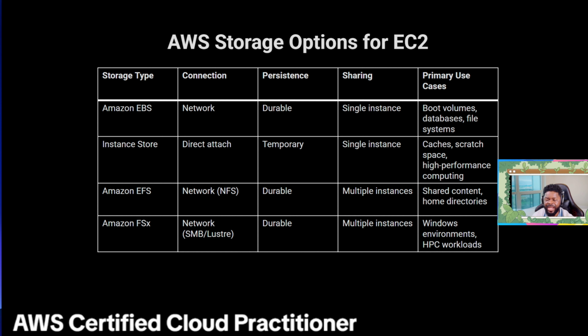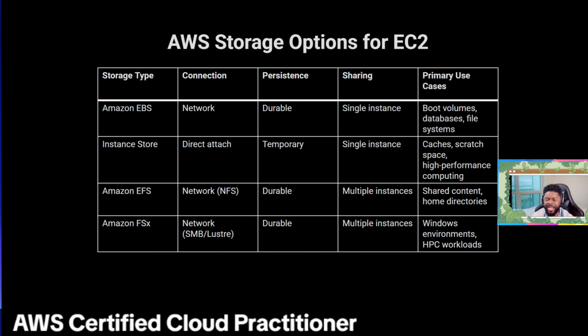Okay, you can't do a multi-attach. You can't have two EC2 instances attach themselves to a particular EBS volume. Okay, but there's a particular EBS volume that we're going to see later that supports that. But just know for the most part, EBS volumes are meant to be used by just a particular EC2 instance. So they are good for boot volumes and database file systems.